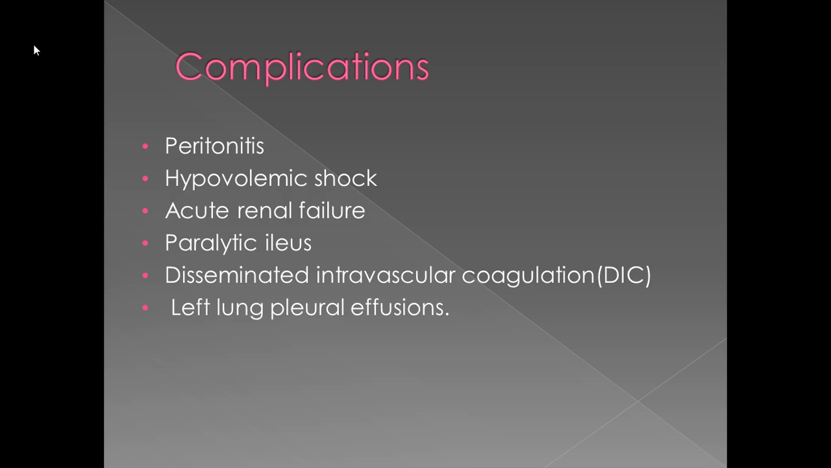Potential complications. These patients can have peritonitis, they can have hypovolemic shock, they can have acute renal failure. Periods of hypotension cause renal failure. They can have a paralytic ileus because of all of the fluid and abscess material within their abdomen, or they can have DIC, disseminated intravascular coagulation.